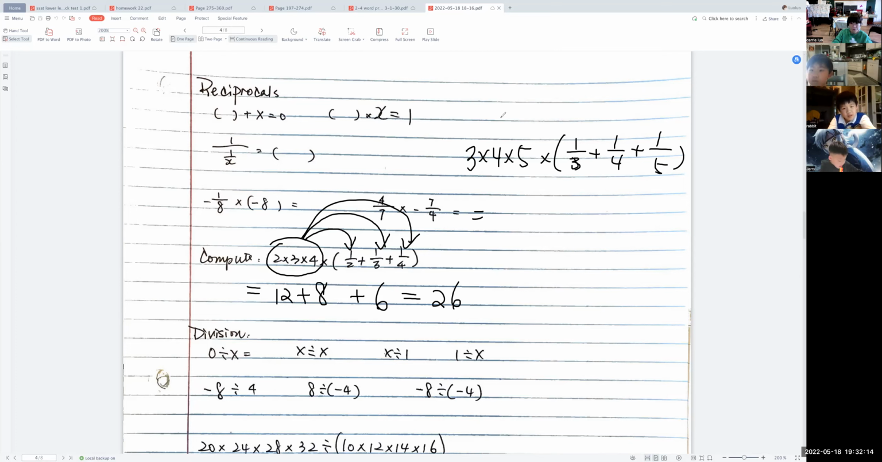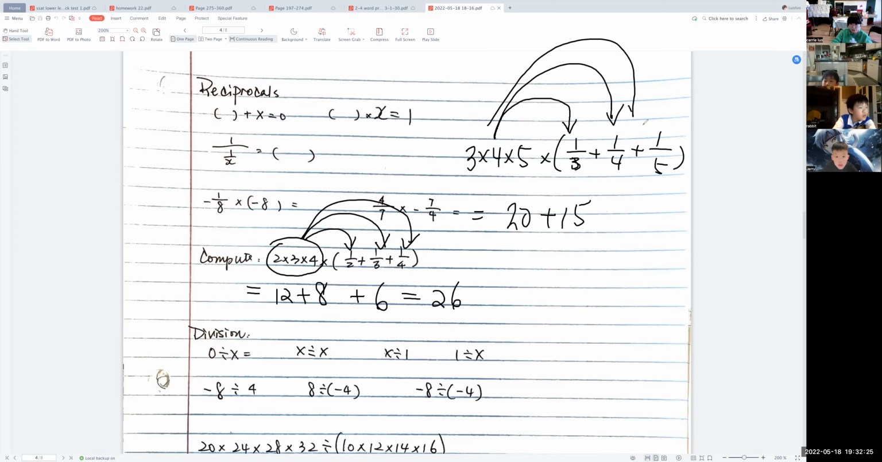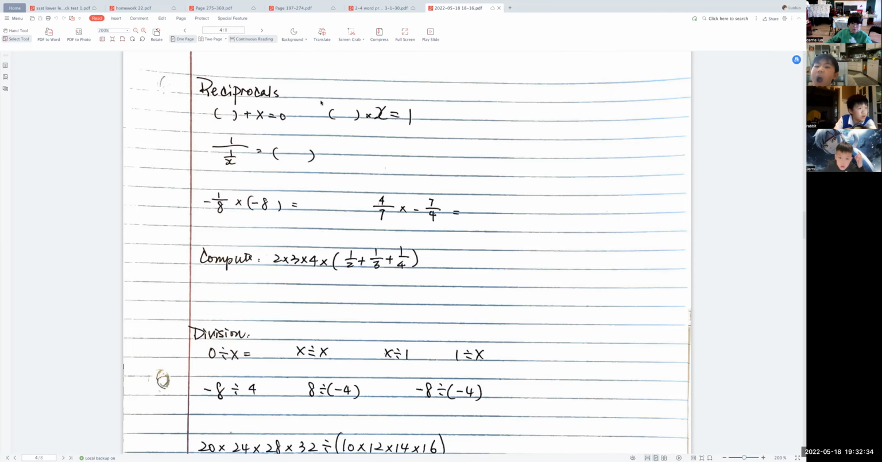47, okay? So let's see if Oliver got it right or not. This one times is 20, 15, 12. So the answer is 47. Good job, Oliver. So understood. Let's move forward.